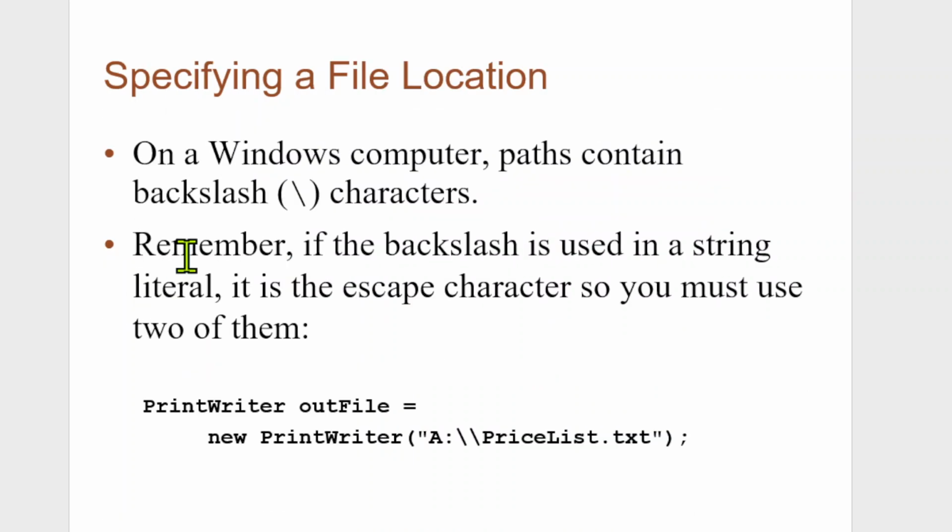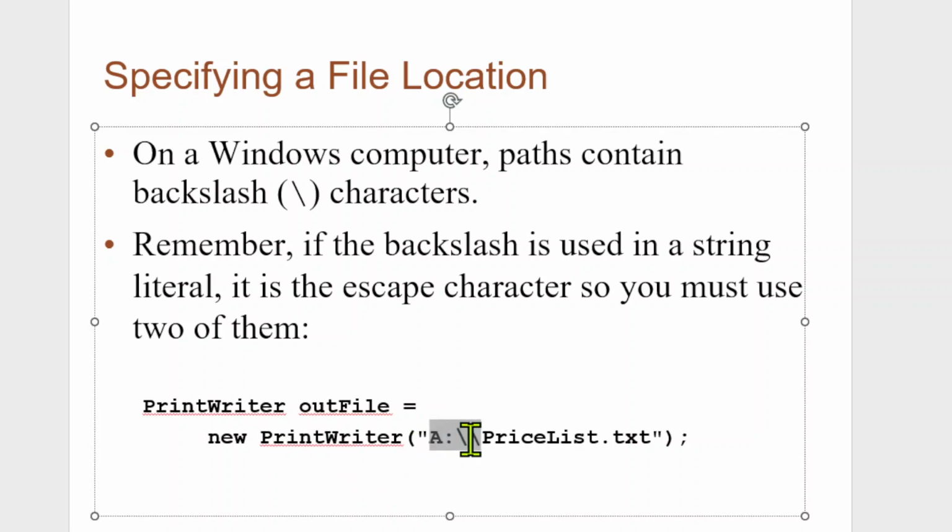When selecting a file location that contains backslash characters, remember that the backslash is used in a string as an escape character, so you actually have to use two of them. You're putting two backslashes basically for one. So if you wanted three backslashes, you'd actually have to put four. And we're printing to, and I love this, the A drive.